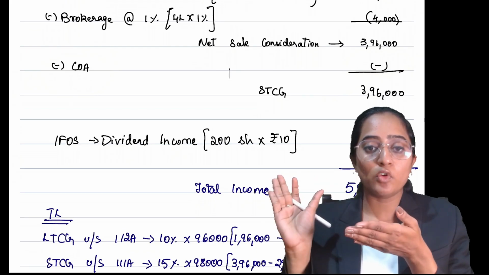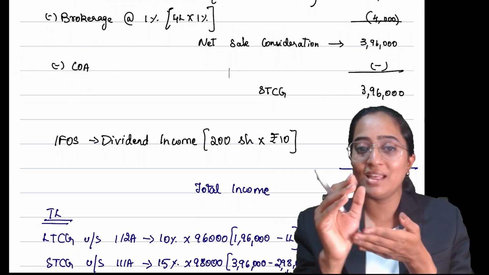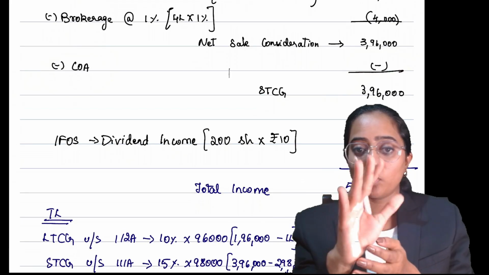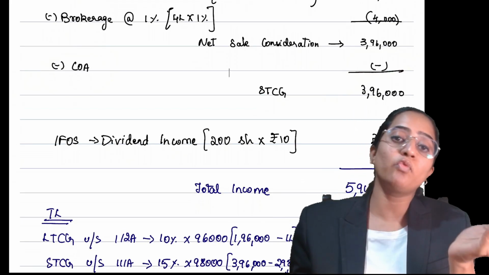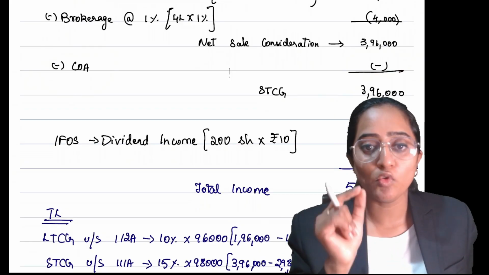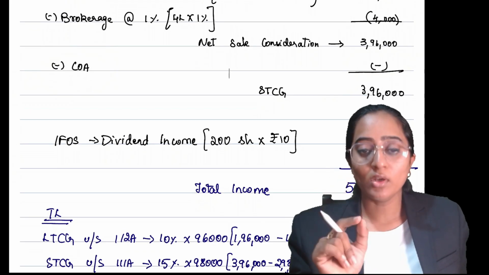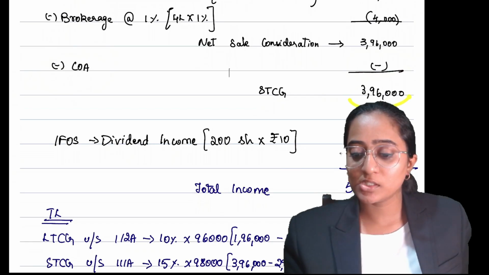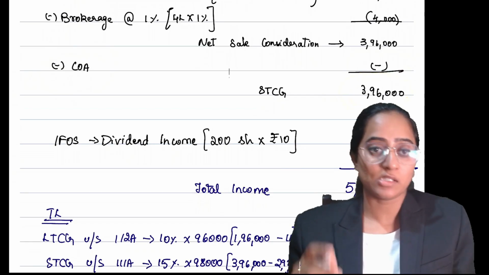Allotted after 1/4/2000, on or after 1/4/2001, nil. Cost of acquisition nil for bonus shares. Allotted before 1/4/2001, fair market value, cost of acquisition shall be fair market value as on 1/4/2001. Clear? This is your short-term capital gain, 3,96,000.